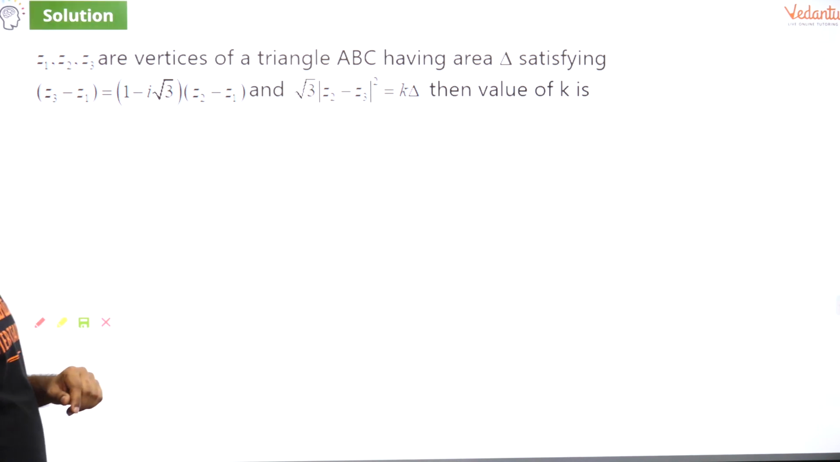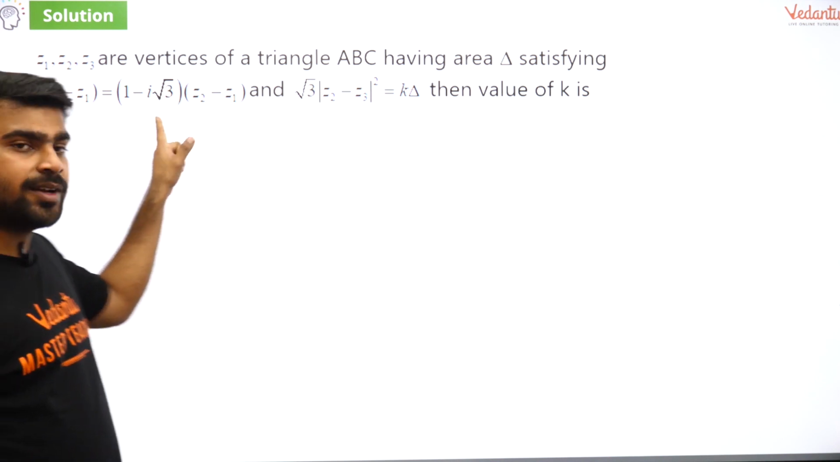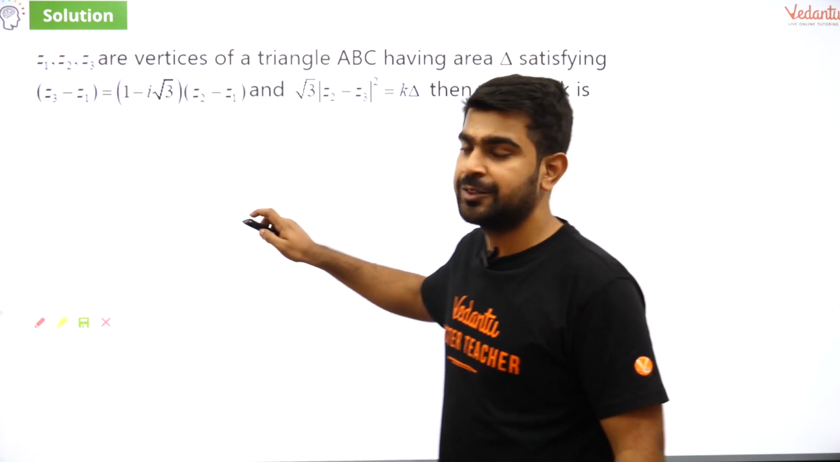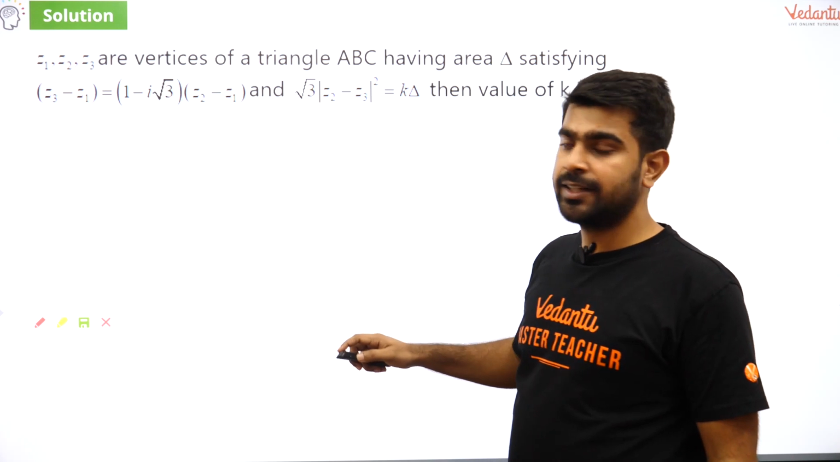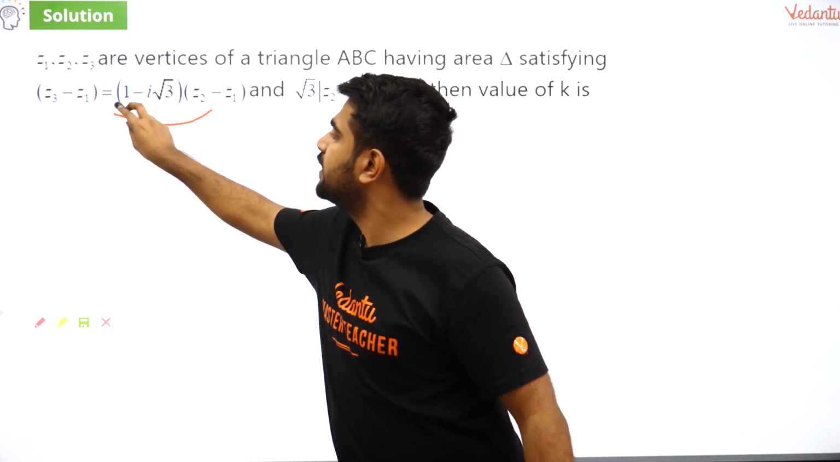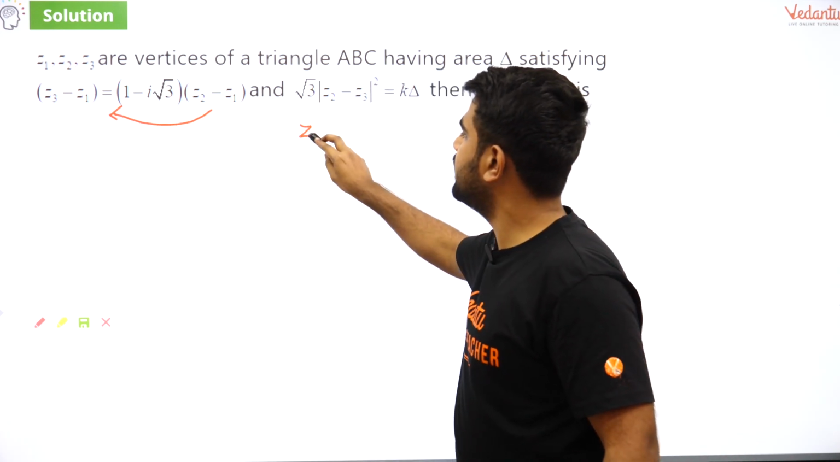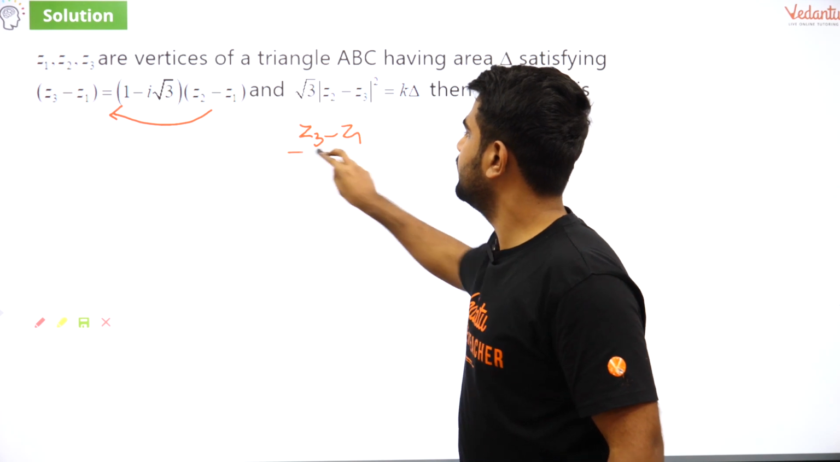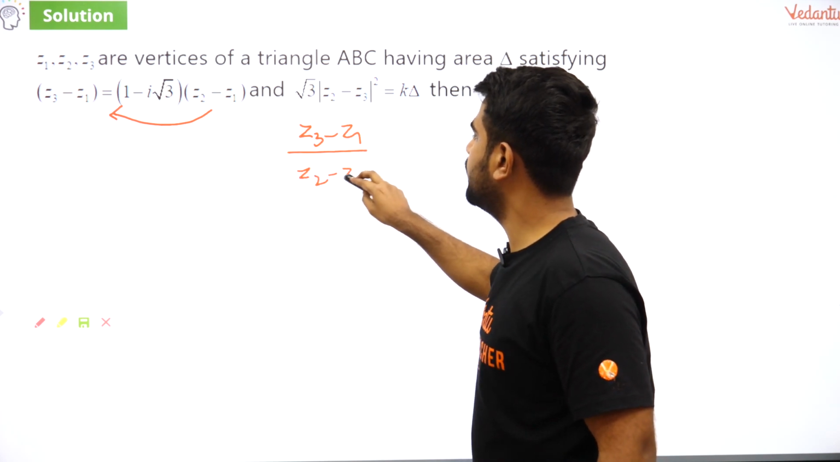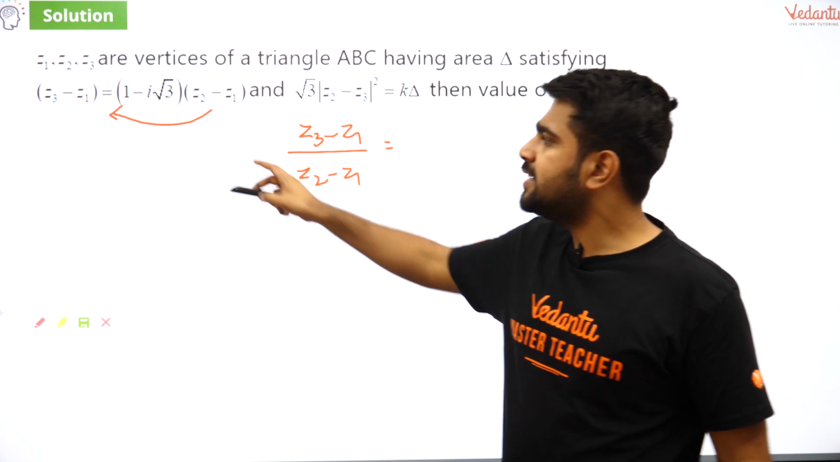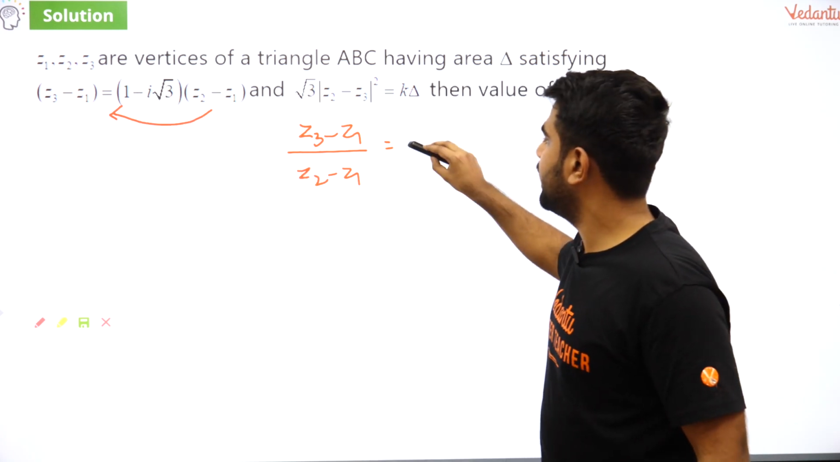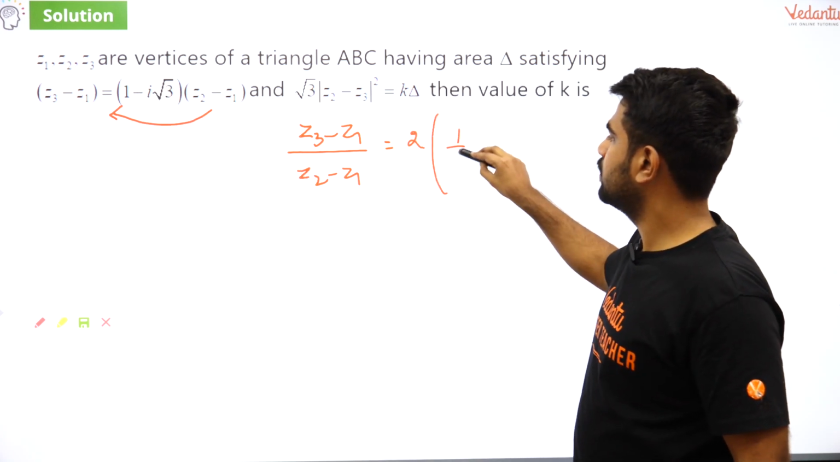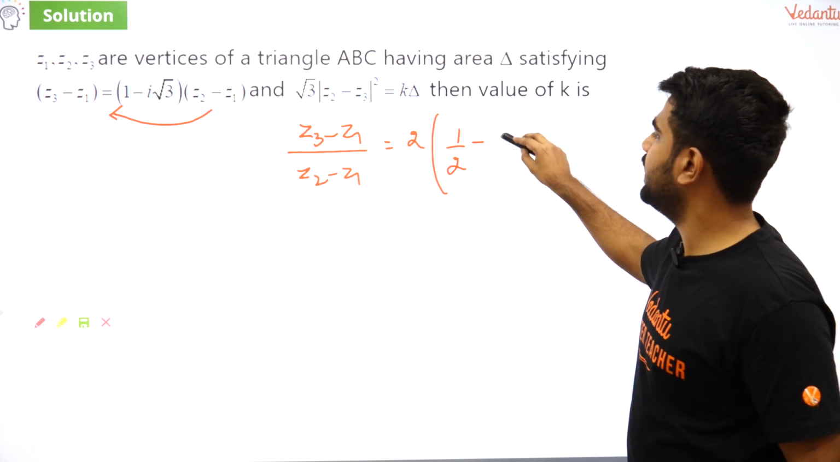So let us discuss this from scratch. Okay, so I'll start from the condition which is given here. So I have z3 minus z1. I will take this to the other side. So what will I get? I will get z3 minus z1 divided by z2 minus z1 is equal to, guys, can I multiply and divide by 2? I will multiply and divide by 2.